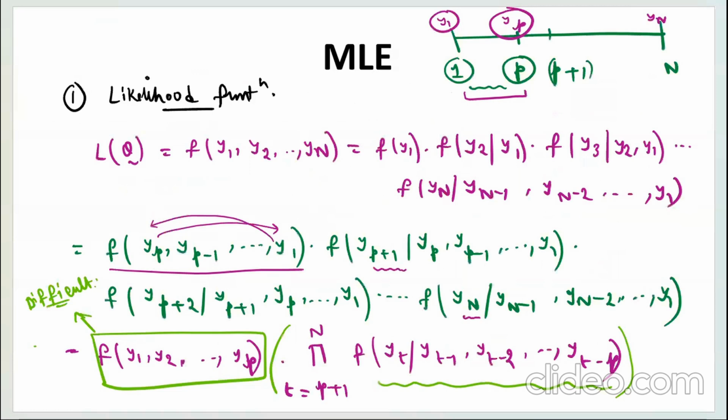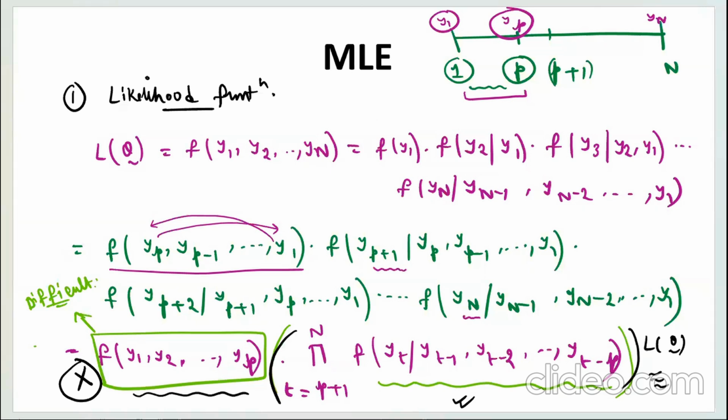But here, the first portion of this likelihood function is difficult to find. So what we can do is simply drop it as of now and focus only on this second part. We will say our likelihood function is approximately equal to this second expression, right?